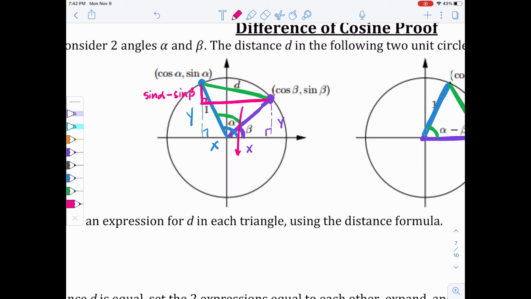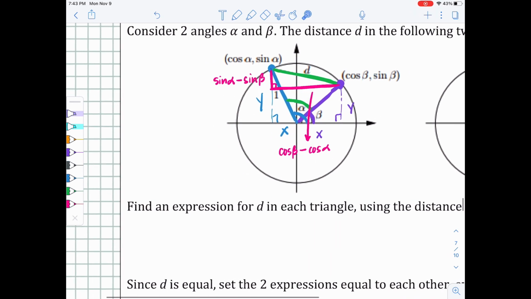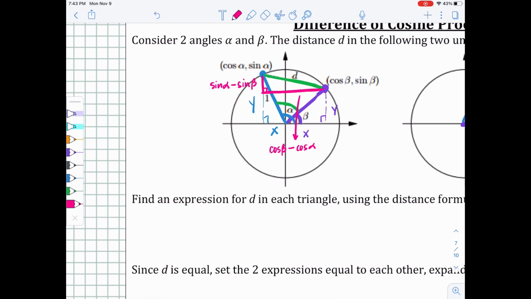We'll do the same process for the horizontal leg, where it will be the cosine of beta minus the cosine of alpha, because the cosine of beta would be the x value on the positive side of the x-axis, and the cosine of alpha would be the negative x value on the left side of the x-axis. And so when I take my right-hand side minus my negative left-hand side, I would get a leg that is longer by taking cosine of beta minus cosine of alpha.